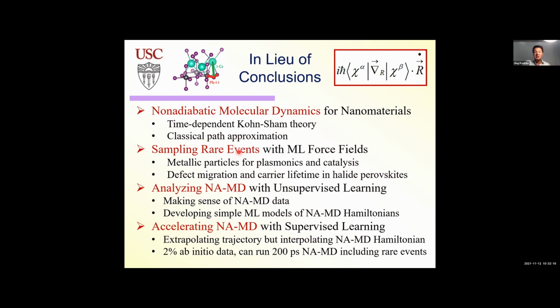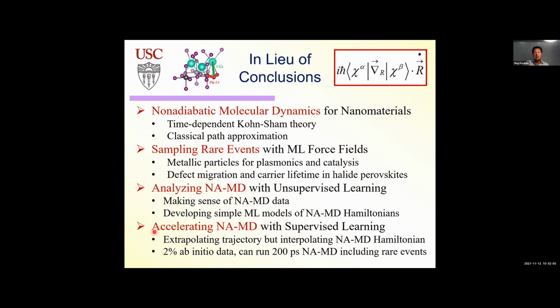Then what was really essential for the application of machine learning is that we use this classical path approximation, because in many, many cases, we see the thermal fluctuations, rotations of some MA molecule in perovskite. Those fluctuations are more important than differences in the geometries induced by photoexcitation. And what we do, we can sample rare events using machine learning force fields, and then we can discover interesting things about data that come out from NAMD using unsupervised learning.